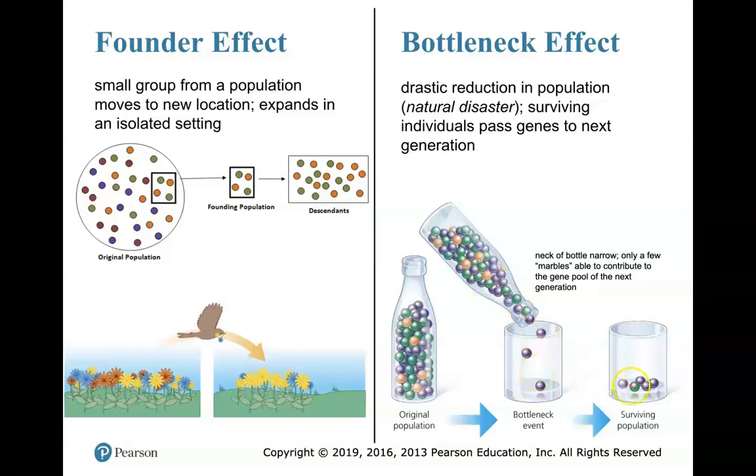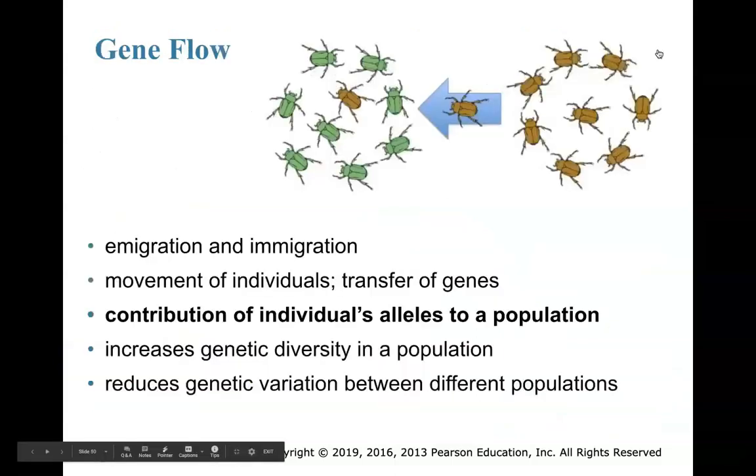After the disaster, this is the surviving population. Randomly, it looks like the majority purple alleles survived, one green. These will then contribute to subsequent generations. Those alleles will move on. The orange ones did not survive that natural disaster. This is called the bottleneck effect. They are both types of genetic drift.